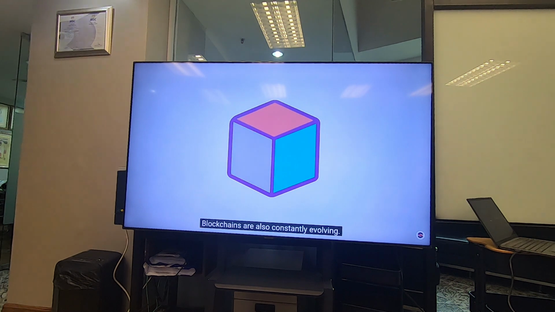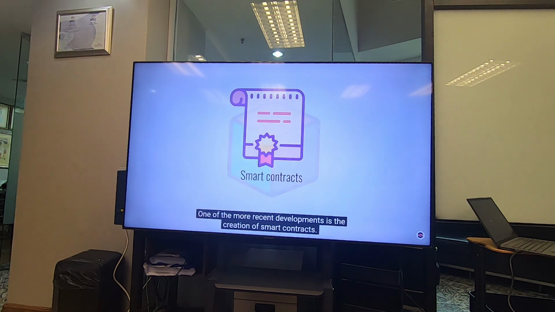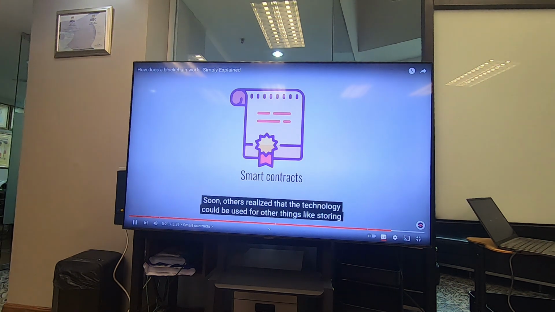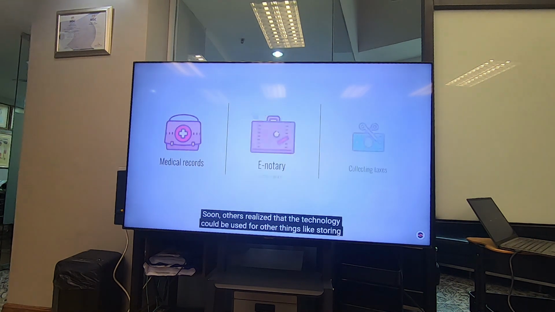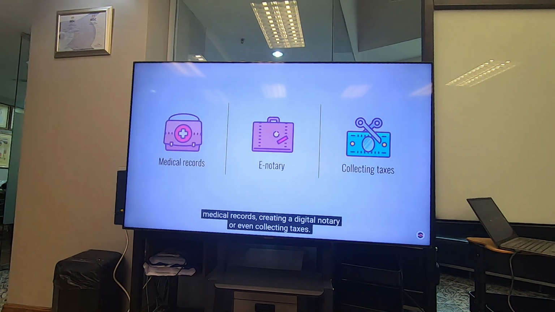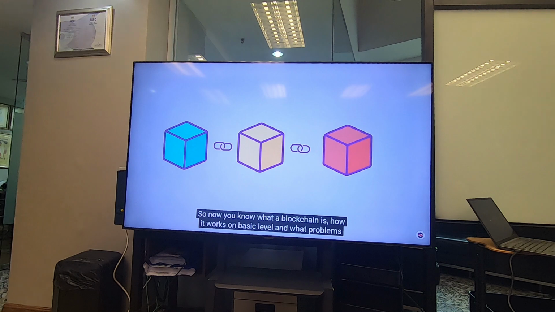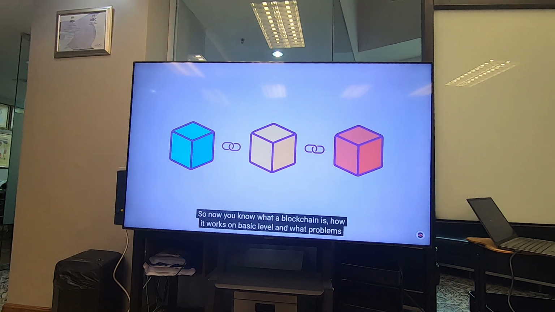Blockchains are also constantly evolving. One of the most recent developments is the creation of smart contracts. These contracts are simple programs that are stored on the blockchain and are used to automatically exchange coins based on certain conditions. More on smart contracts in a later video. The creation of blockchain technology piqued a lot of people's interest. Soon others realized that this technology could be used for other things, like storing medical records, creating a digital notary, or even collecting taxes. So now you know what a blockchain is, how it works on a basic level, and what problems it solves.